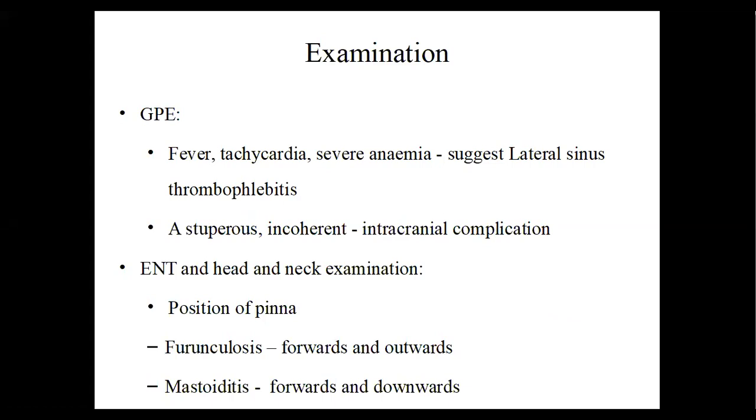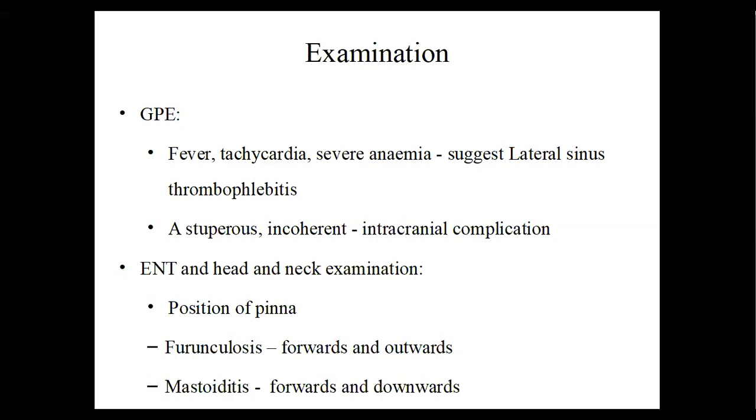So the moment you say there is anemia, the examiner might ask you what are the two main conditions you can expect in ENT with severe anemia in the patient. You should say the first thing is lateral sinus thrombophlebitis. The second ENT condition where you can expect a patient to have anemia is hypopharyngeal malignancy. So keep these two things in mind. Then you can also look for and rule out any stupor or incoherent speech in the patient. That straight away tells us that there is intracranial involvement. Once we do this examination, then we'll go on to the ENT and head and neck examination.